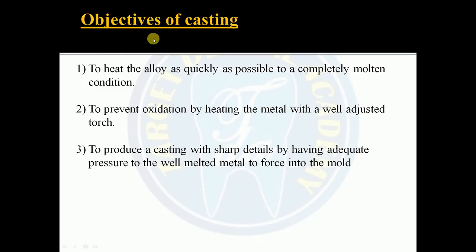So what are the objectives of the casting? To heat the alloy as quickly as possible to a completely molten condition. To prevent oxidation by heating the metal with a well-adjusted torch. To produce a casting with sharp details by having adequate pressure to force the melted metal into the mold.